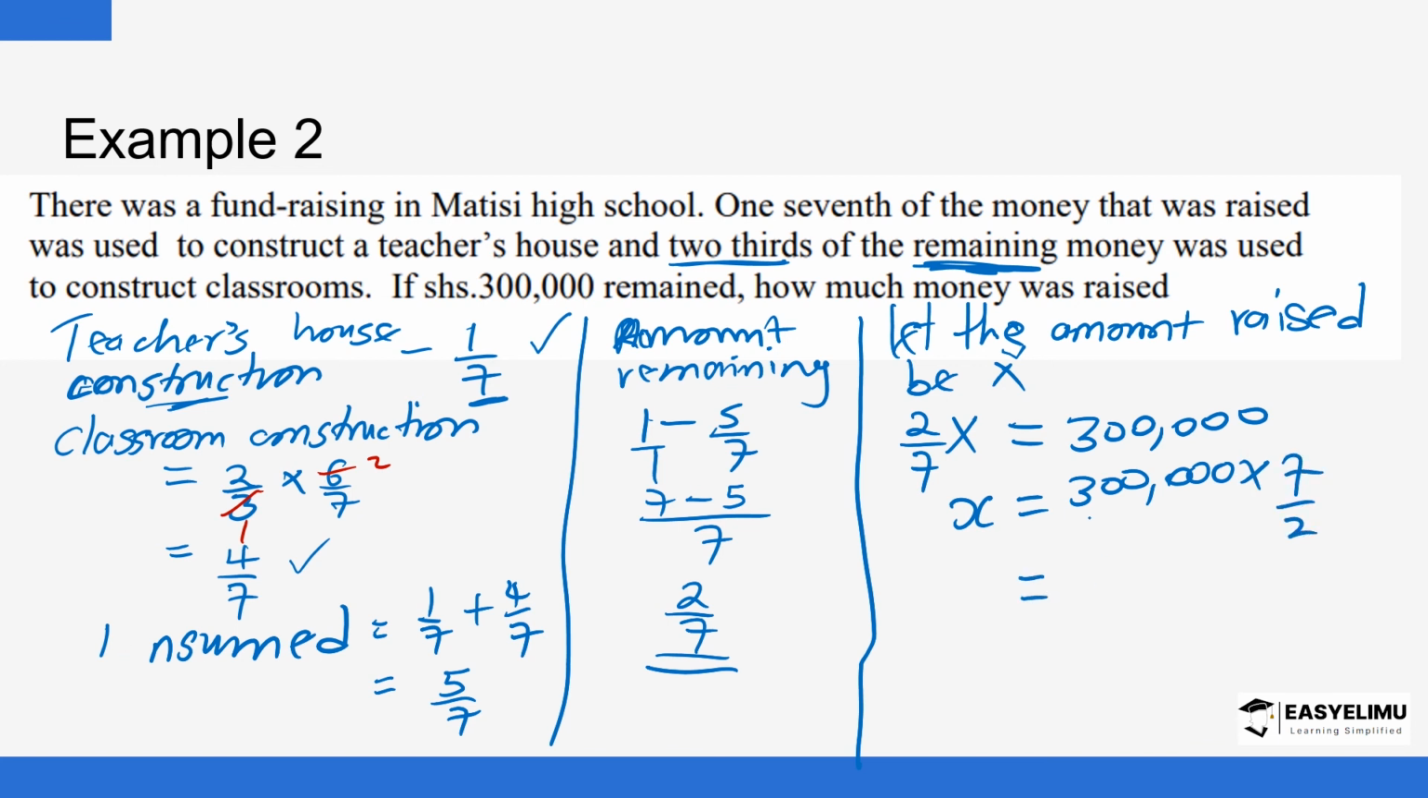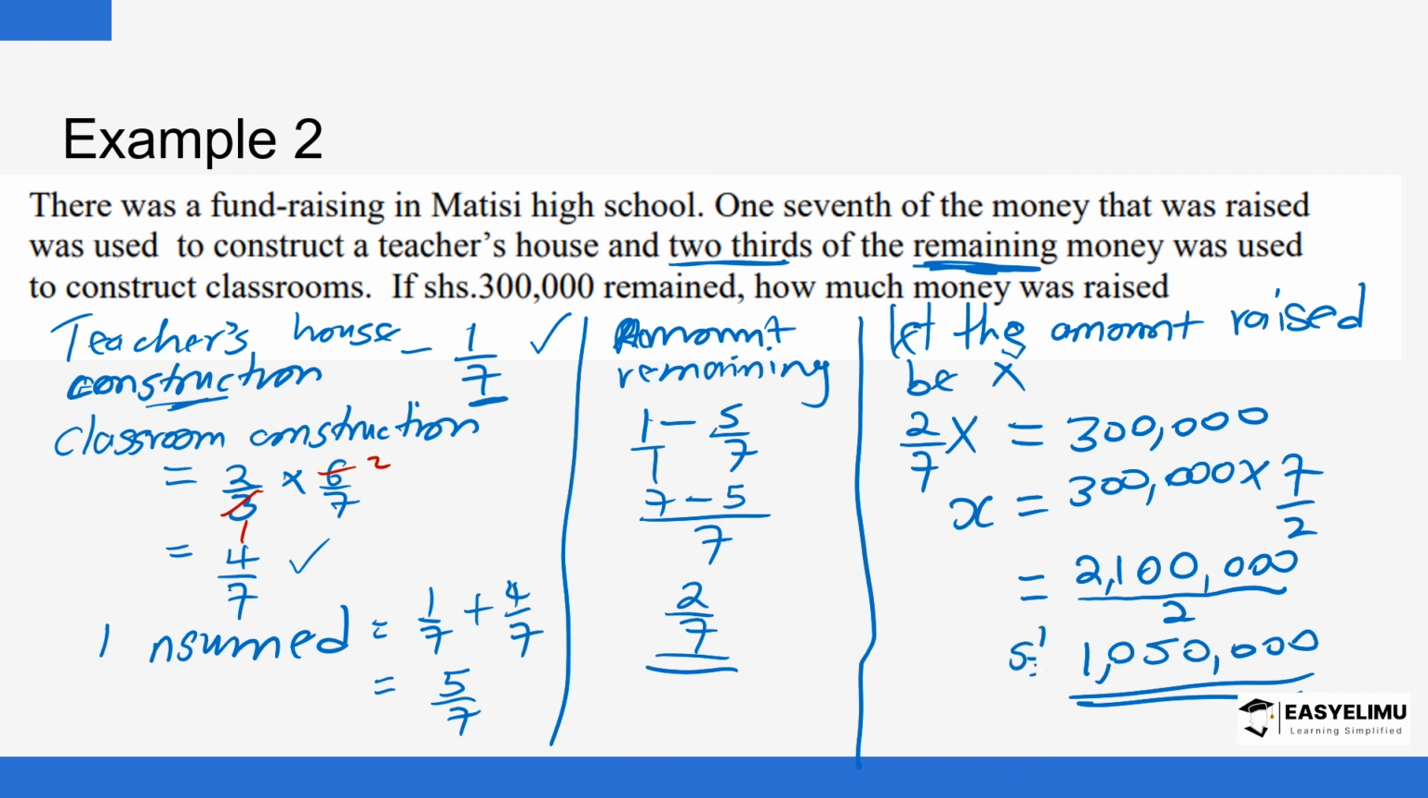So that is 2100. Then you add 2 zeros there. 2,100,000 you divide by 2. So that is 1050. So 1,050,000 shillings. So that is the total amount that is contributed. So how much was raised? 1,050,000.